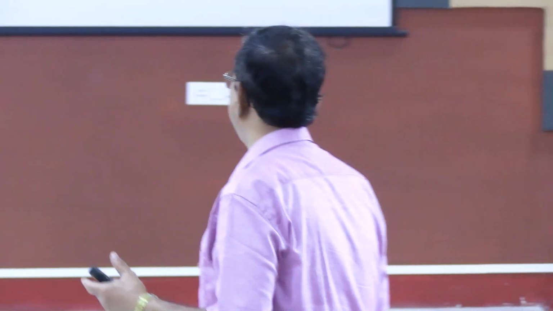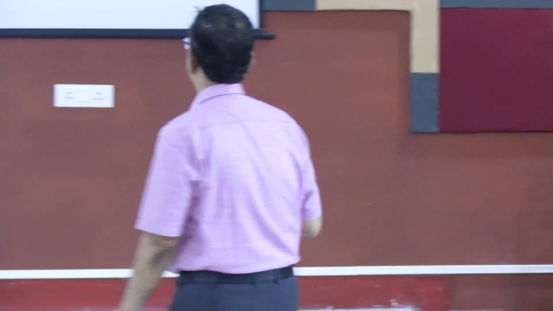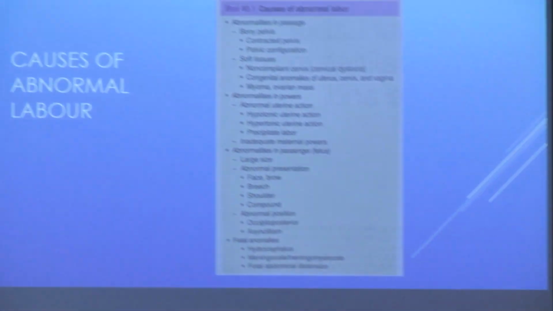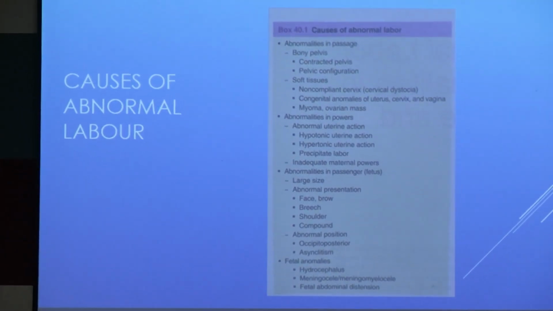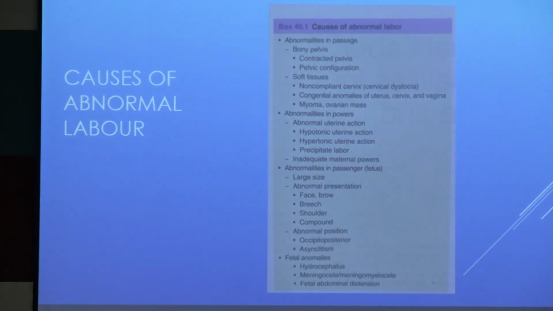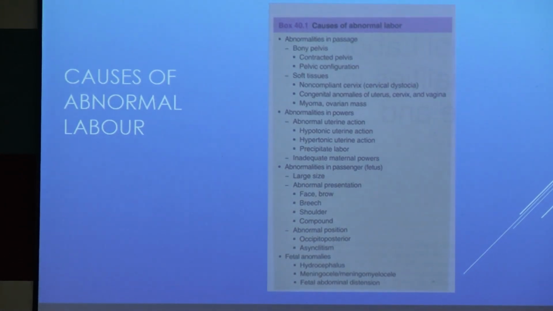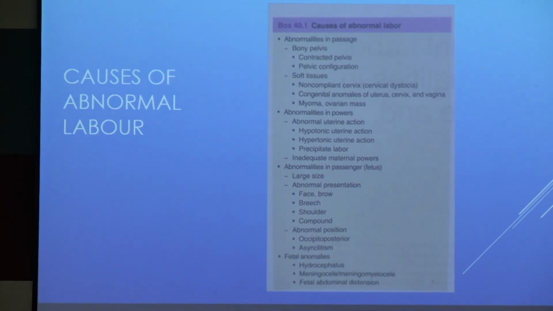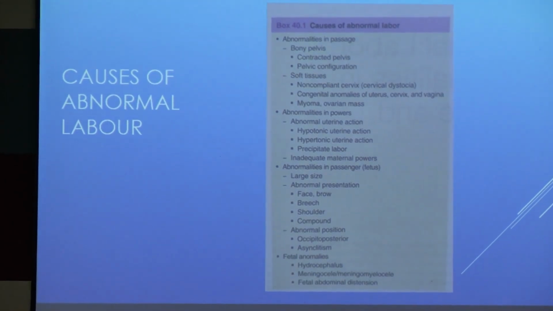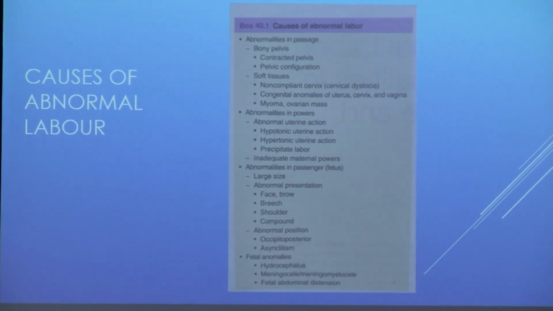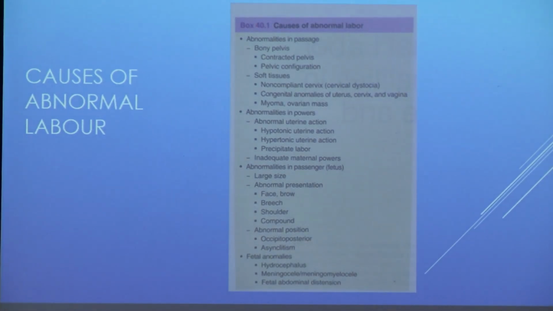So these are the causes of power to cause abnormal labor. Along with this, to deliver the baby, to deliver the head, mother will push down. In that case, if the mother has inadequate maternal powers, she will not be able to push down the baby. So second stage may be prolonged.